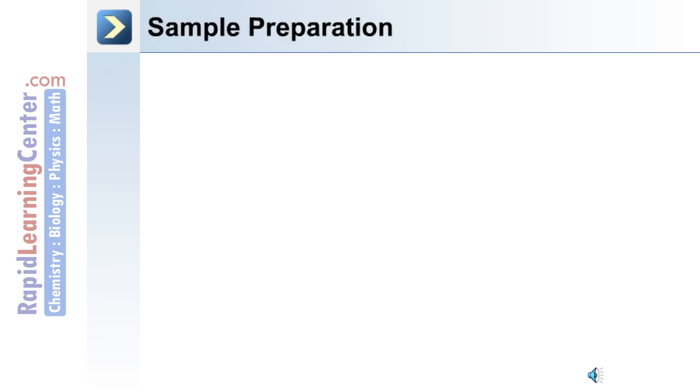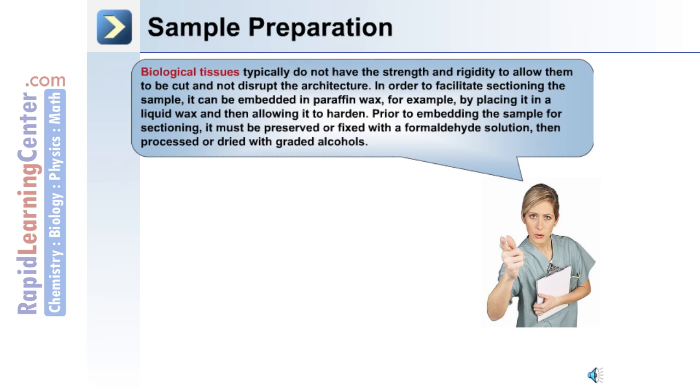In order to study tissues, sample preparation must be done. And this is because biological tissues are not strong enough or rigid enough to allow them to be cut in thin sections for study. In order to facilitate sectioning the sample, it must be embedded in something such as paraffin wax by placing it in a liquid wax and then allowing it to harden.